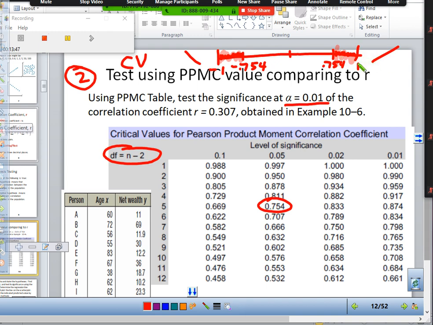Remember, 1 is like a line with a positive slope. -1 out here would be a line with a negative slope. Okay, good.